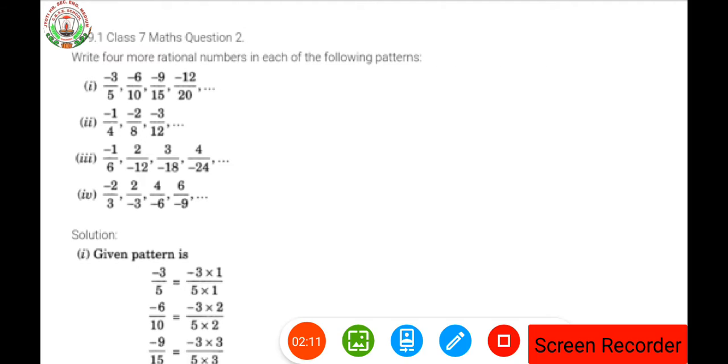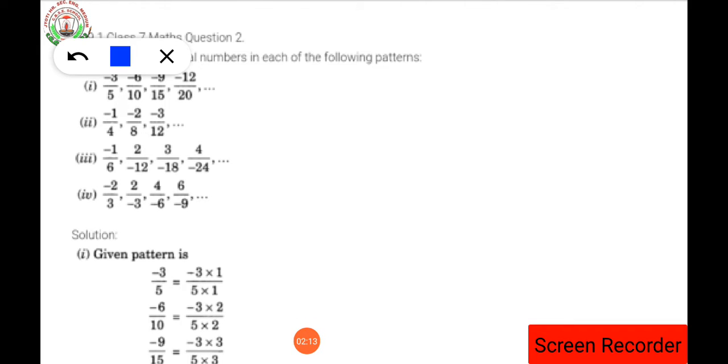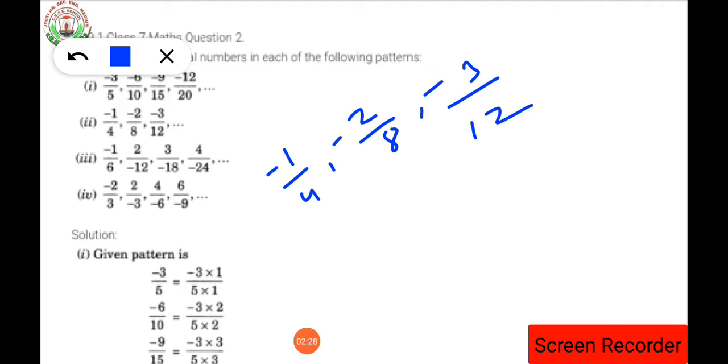Remember it. It is not that the trick you used once will also be used in the second pattern. Every pattern has a different trick. Suppose we are having the second question: minus 1 upon 4, minus 2 upon 8, minus 3 upon 12. Looking at the numerators, minus 1, minus 2, minus 3, that means minus 4, minus 5, minus 6, minus 7 will come.